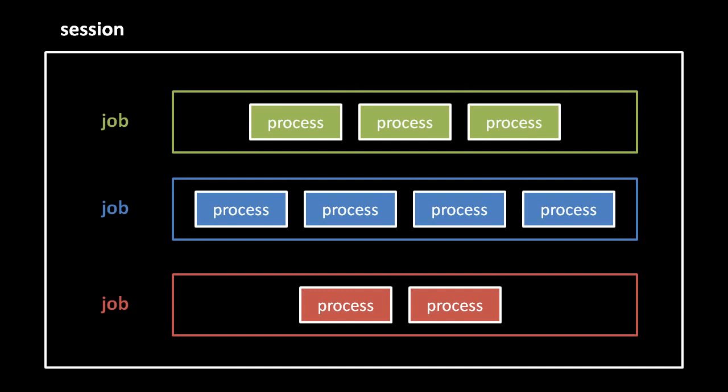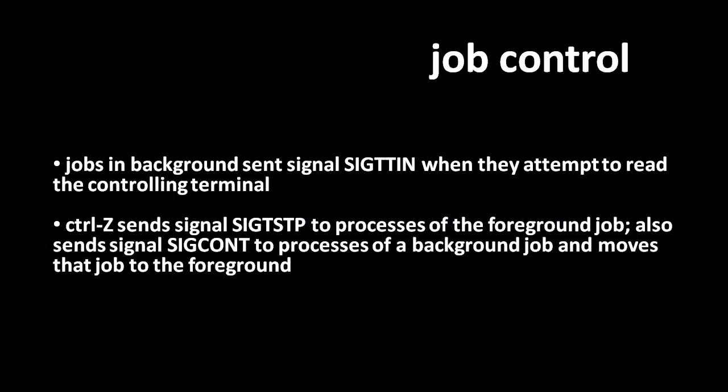Now, associated with a session is what's called its controlling terminal. This will be the terminal which the original shell of the process is using as standard input and output. At any moment in time, only one job in a session is running in the foreground. All other jobs are marked as running in the background. Whereas processes in the foreground job can freely read and write the controlling terminal, processes running in a background job get sent the signal SIGTTIN when they attempt to read the controlling terminal. So with this feature called job control that modern Unixes have, processes running in the so-called background are actually prevented from reading from standard input of the terminal.